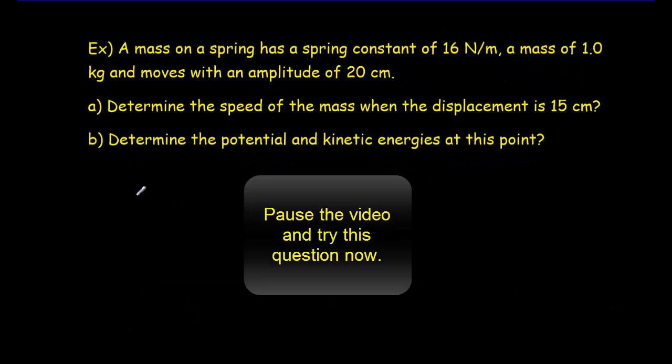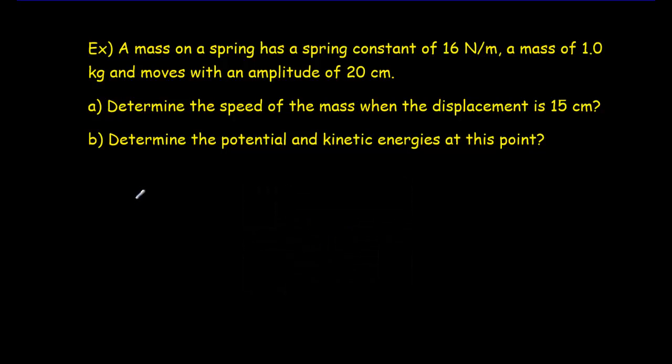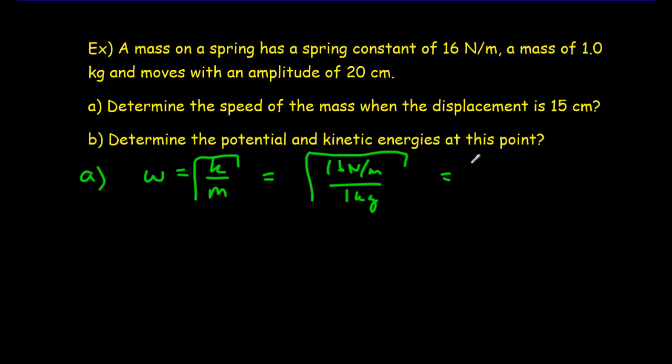Okay, another question. Read it over, come back for the answer. Okay, part A. Hopefully you said that omega is equal to the square root of k over m. K and m, we know both of those. 16 newtons per meter divided by 1 kilogram, and you're going to get an angular frequency of 4 radians per second. Now we want to find out the speed of the mass when the displacement is 15 centimeters.